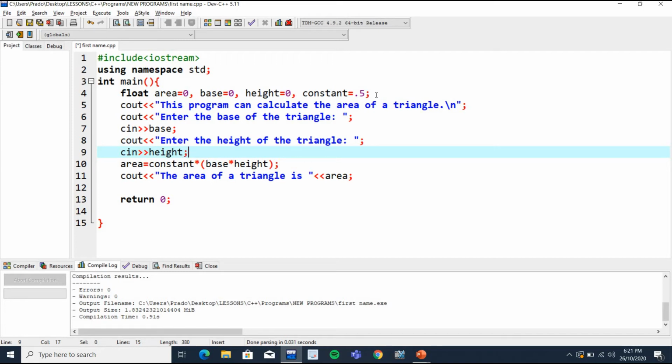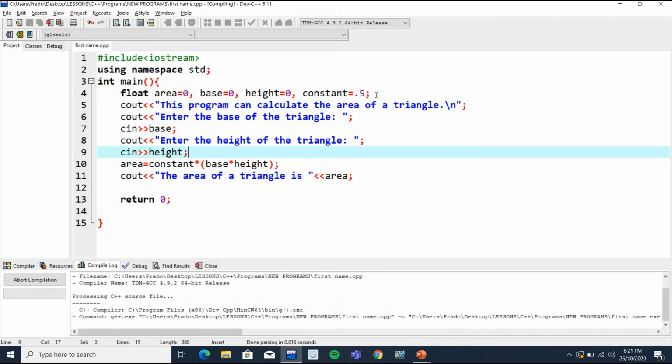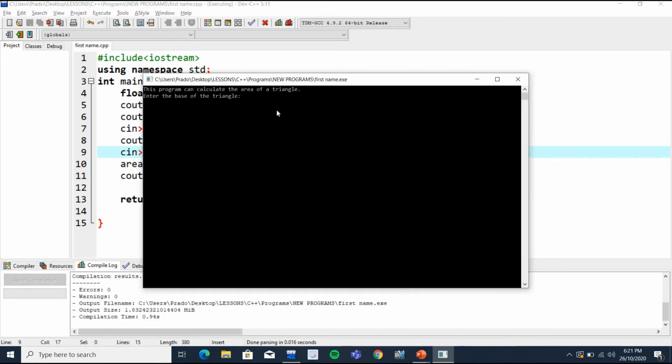Semicolon. So, let's try to run the program. F11. So, this program can calculate the area of a triangle. Enter the base of the triangle, for example, 5. And then enter the height of the triangle, which, for example, is 9. So, the area of the triangle is 22.5.